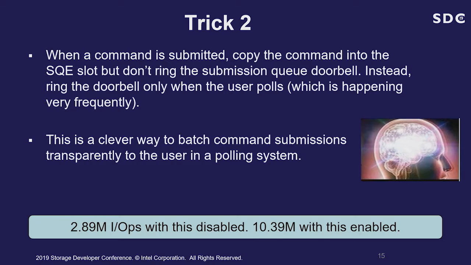So if you turn that off, this benchmark gets 2.89 million IOPS. You turn that on, 10.39 million.